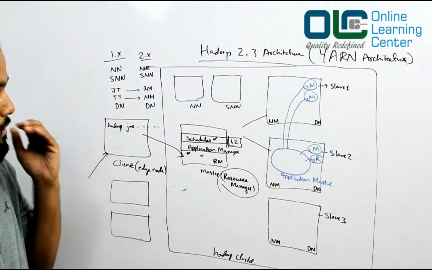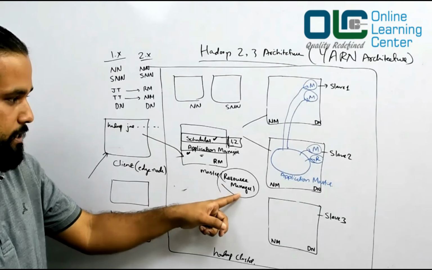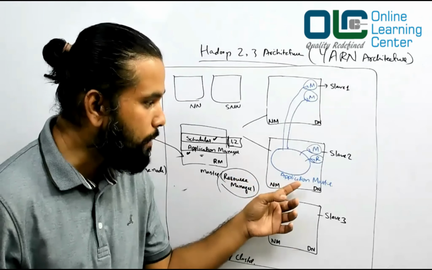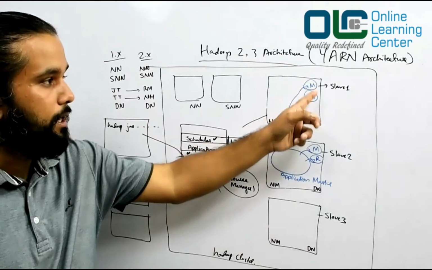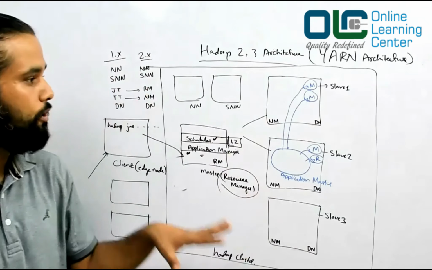So what we understood is that in Hadoop 2.x you have a concept of resource manager, you have a concept of scheduler and application manager, and then you have application master, and then you have containers. So that's what Hadoop 2 is all about. In Hadoop 2 you have all these things.